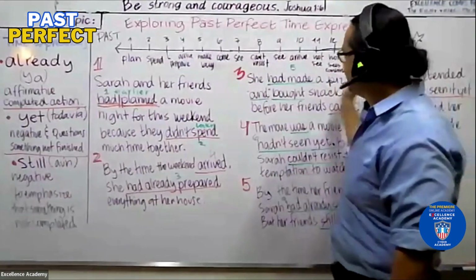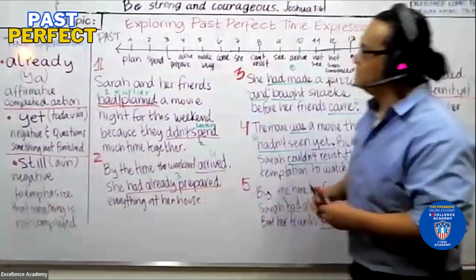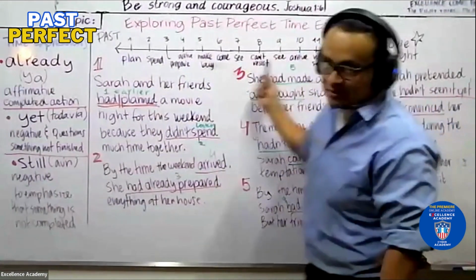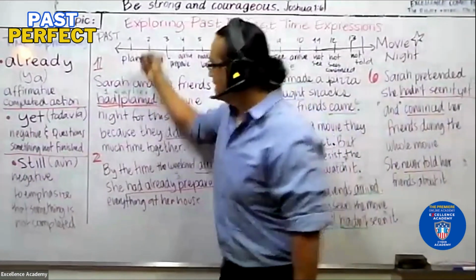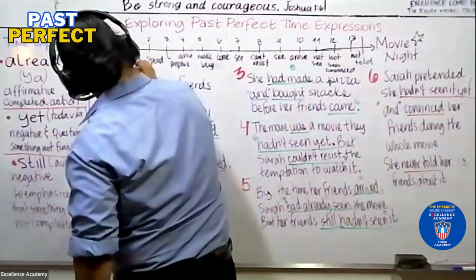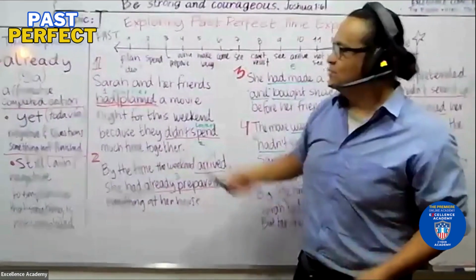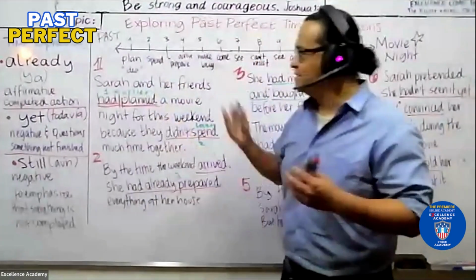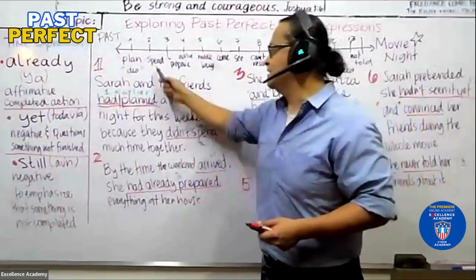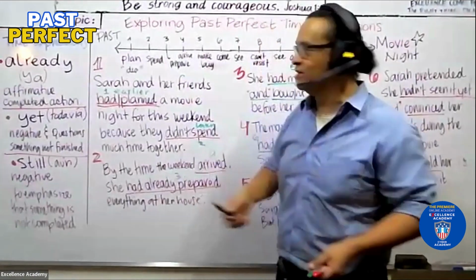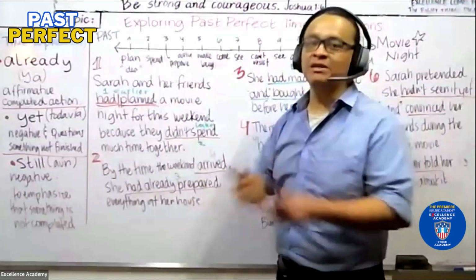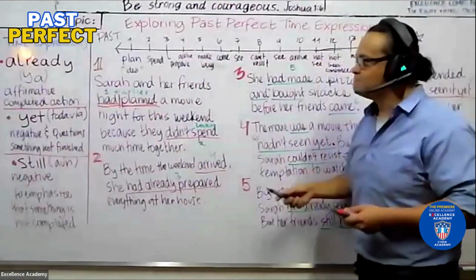So let's do a recap of everything that happened in the past. Let's travel to the past. It started with an idea that Sarah and her friends conceived, to plan this movie night together because they didn't spend time together. So they didn't share time together. So this was going to be the way to have everybody together.